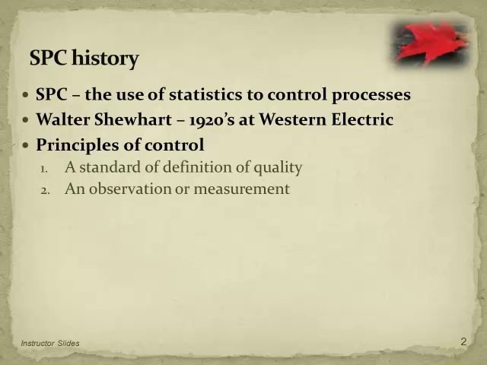The second thing is we need to have some type of observation, or we're going to use the term measurement, some way of collecting some data to see how we're actually doing. And then we're going to be comparing these two numbers, the standard versus the observation. And if there is a significant difference between these two numbers, then we need to undertake some type of corrective action to have the process go back into control.